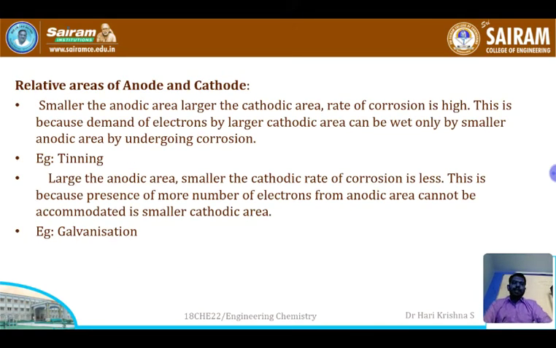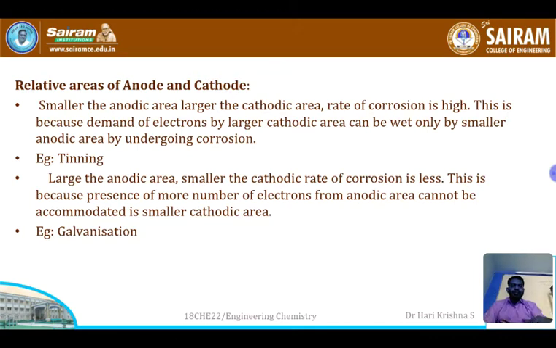To start with, relative areas of anode and cathode. As I have discussed in one of our sessions on wet corrosion, differentiating between dry corrosion and wet corrosion, as the area of cathode increases or decreases, rate of corrosion also will vary. That we are going to discuss here. If the anodic area is small and cathodic area is large, let us consider this is the smaller anodic area and this the cathodic area, then rate of corrosion will be very high. Why?